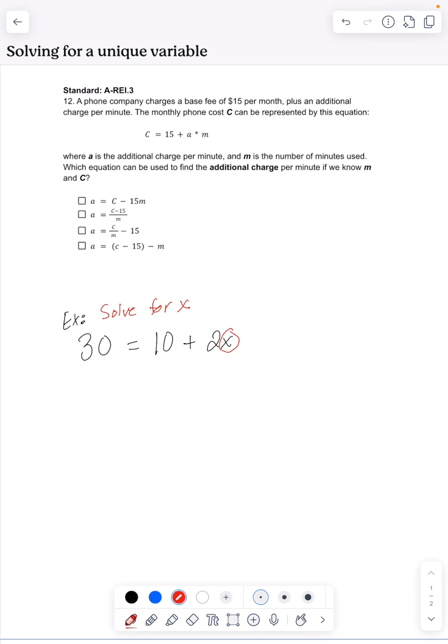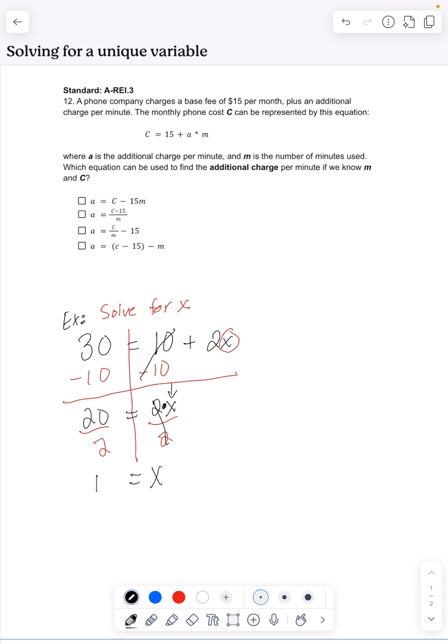We find that by removing the constants to the left hand side. So we will subtract 10 from both sides, and 30 minus 10 is 20. Those cancel out, so we have 2x. Again, we're trying to find the value of x. 2 is multiplying x, so we have to get rid of the 2 by doing the inverse, which would be dividing by 2. And that gives us that the value of x is equal to 10.